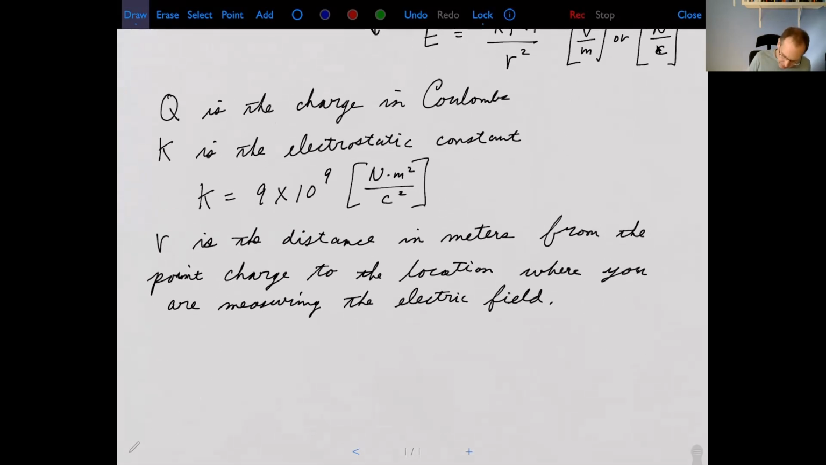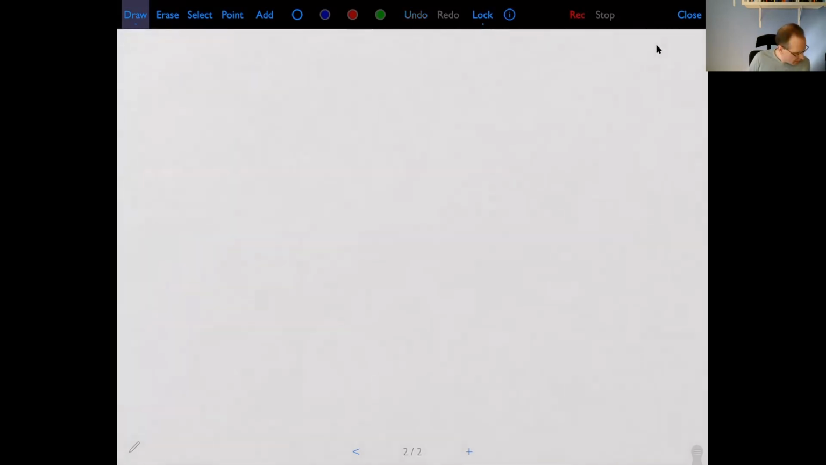So let's say I'll go to a new page here. Let's say I have a positive charge, and let's say it has a value of positive 5 nanocoulombs. So the little n means nano, right? 10 to the negative 9th. So 5 times 10 to the negative 9th coulombs, right?